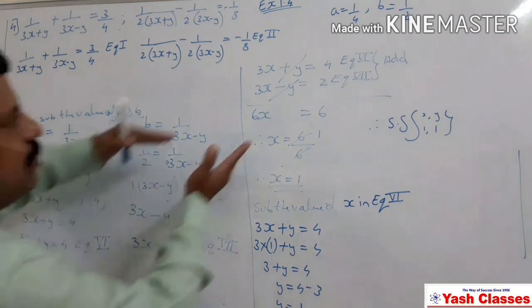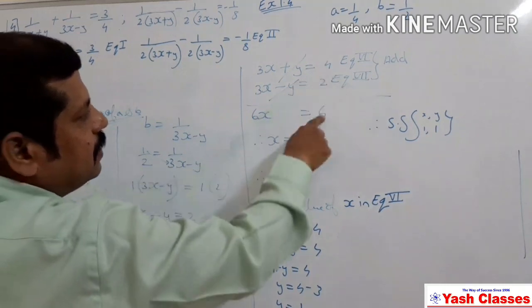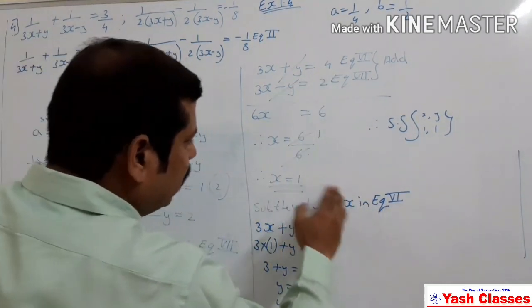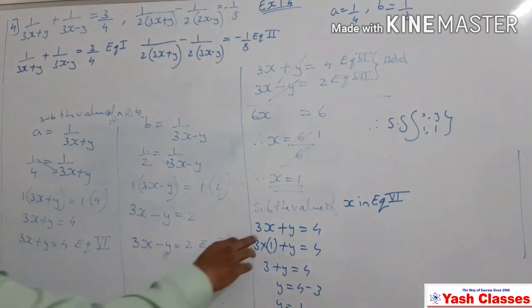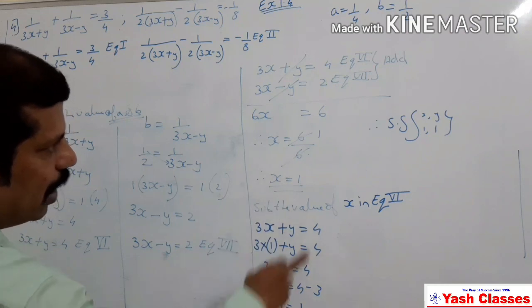6 and 7, we have to add. Why? Plus and minus is there. 6x, 6. x is equal to 1. Then substitute the value of x in equation number 6 because 6 is easy. So you will get y 1. x is equal to 1 and y is equal to 1.